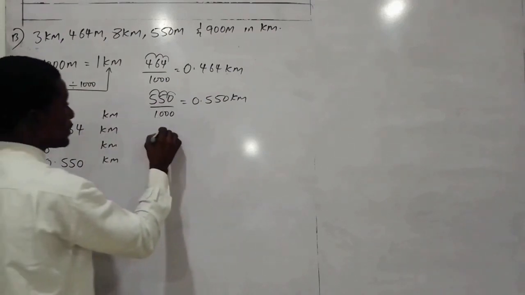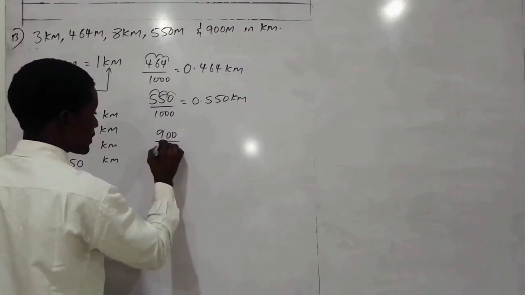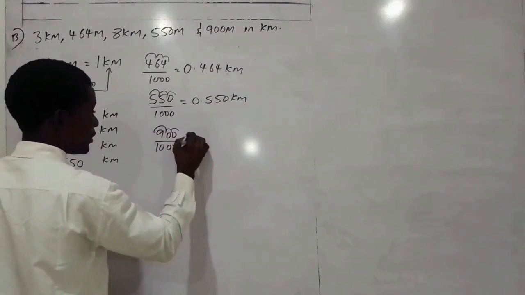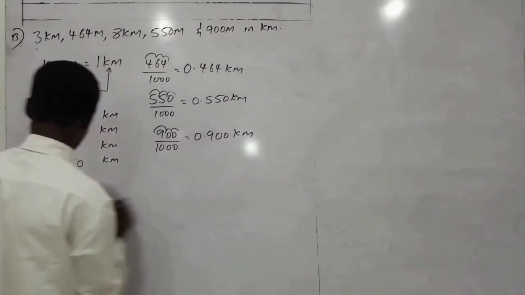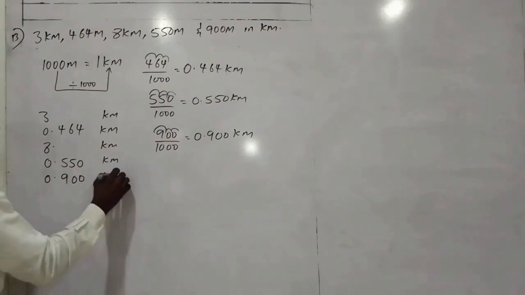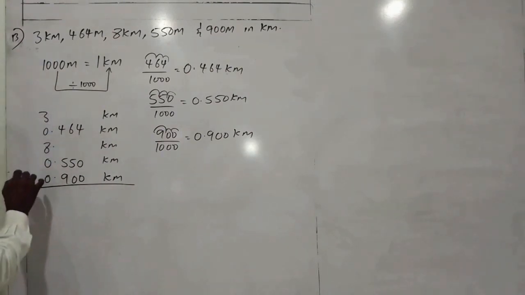The next one is 900 meters. So we convert it to kilometers. 1, 2, 3. So it will be 0.900 kilometer. Bring it here, 0.900 kilometer. Now we've converted everything to kilometers. The next thing we need to do here is to add up the numbers.